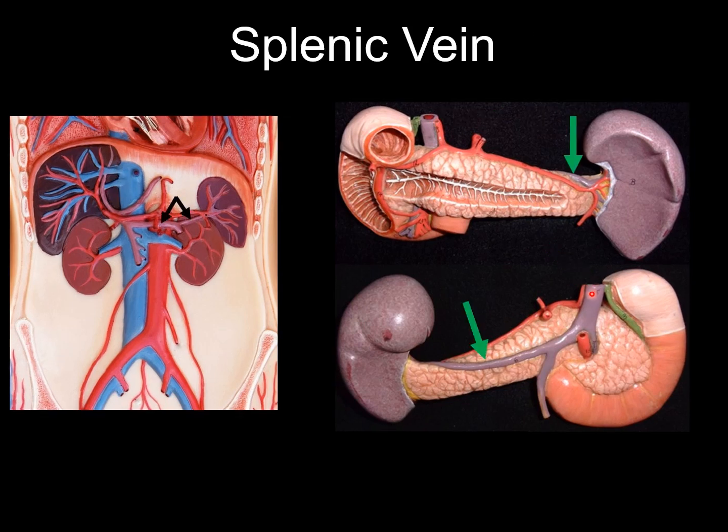So now the splenic vein is one of them. So here's our splenic vein coming from the spleen, draining the spleen and joining up into that hepatic portal vein. Okay, and then over here we can see it as well. So here's our splenic vein coming in, draining into the hepatic portal vein there.